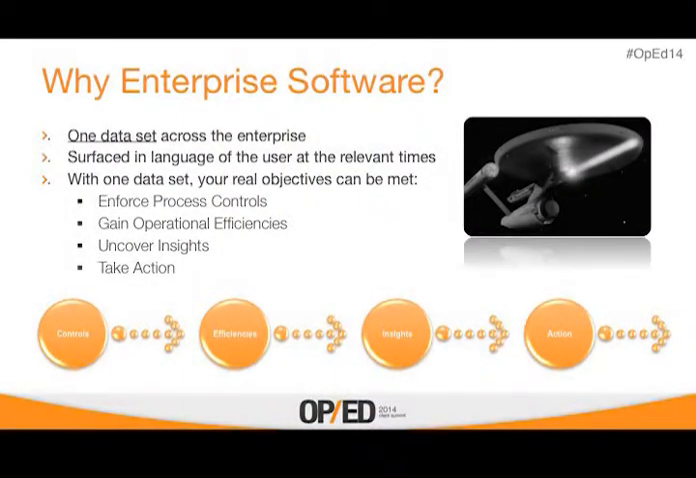But first you have to think about, why is enterprise software so important? Enterprise software is really critical because you've got to get one data set that each of your disparate teams are working off of. Jason referred to it this morning as one version of the truth. If you get it right, you can enforce process controls, gain operational efficiencies, and most important, uncover those really important business insights that, with that knowledge, you can take action and force that change.